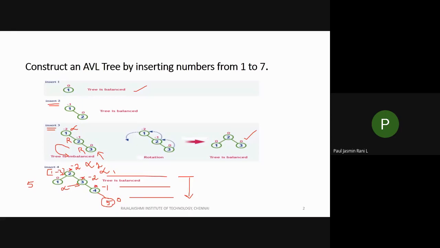Because of inserting this 5 node. Where is it inserted? It is the right child of parent node 3, which is again the right child of parent node 4, isn't it? Right. Therefore, you have to go for a single rotation in the anti-clockwise direction.